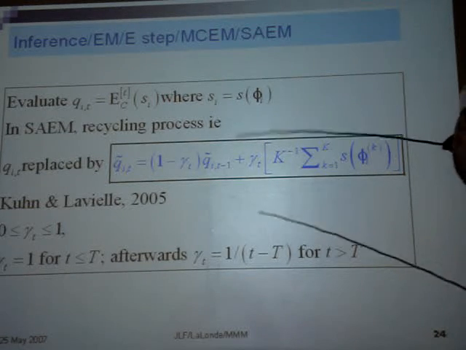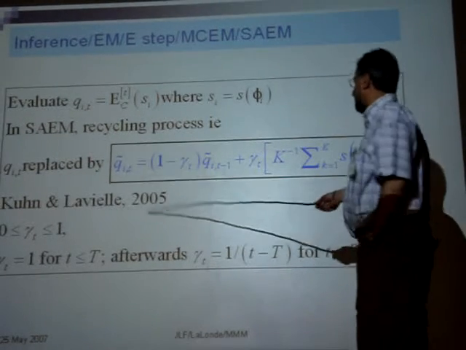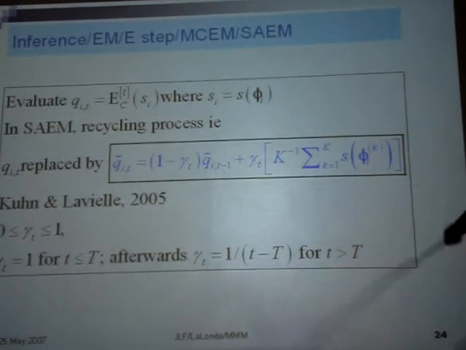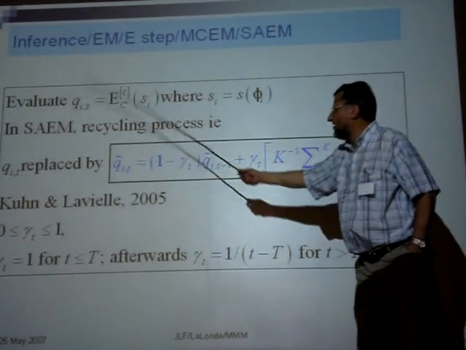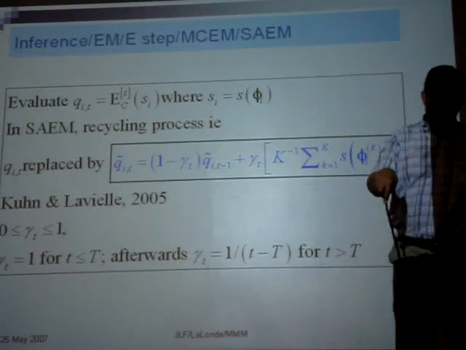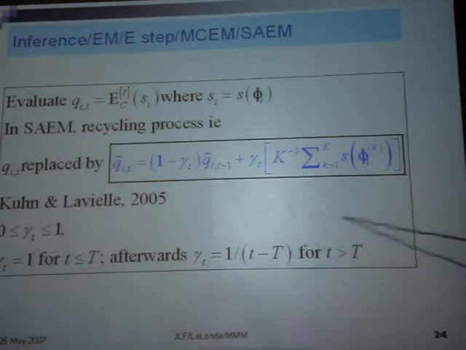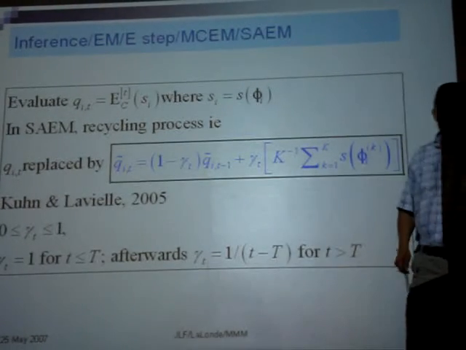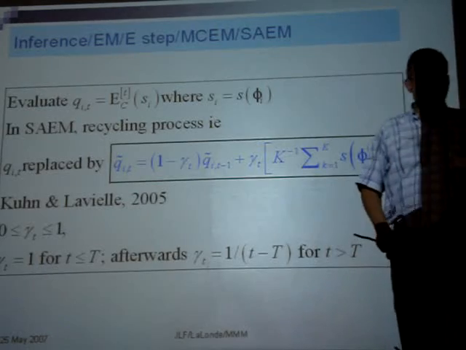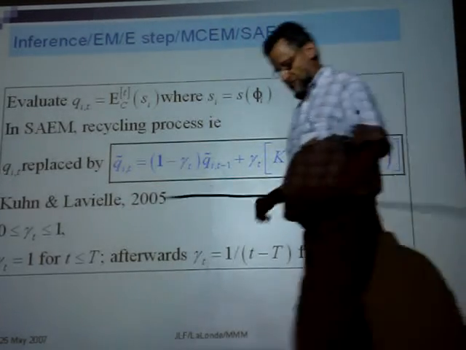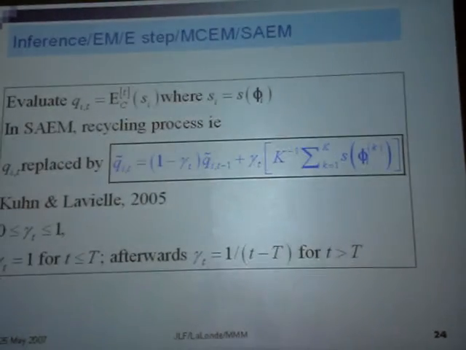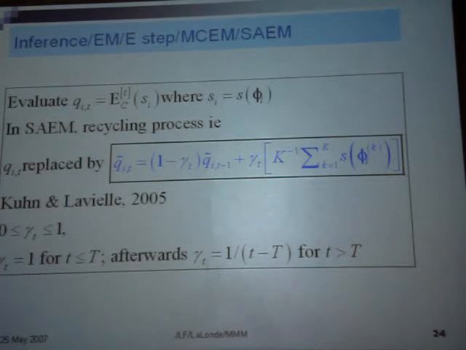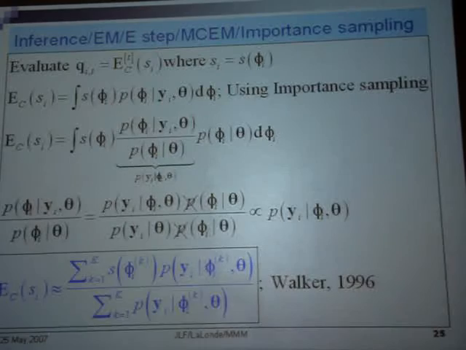And this is the algorithm proposed by Kuhn and Lavielle in 2005, the so-called stochastic approximated EM. So we evaluate the integral by this, and we recycle the previous value from one iteration of the EM to the next. So this is what is used in Monolix.